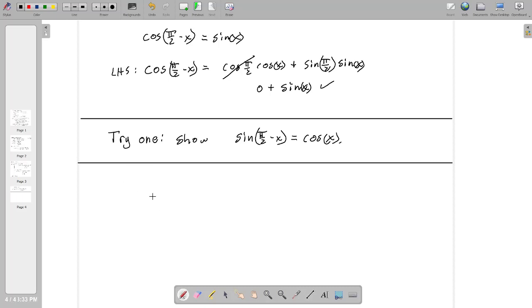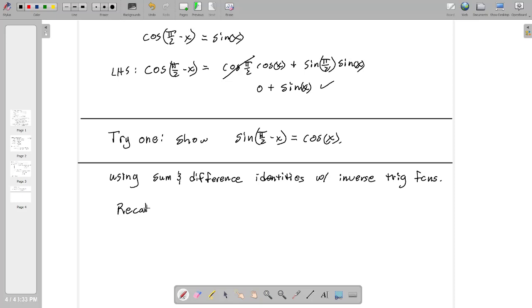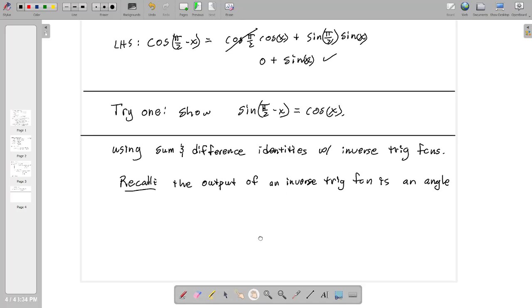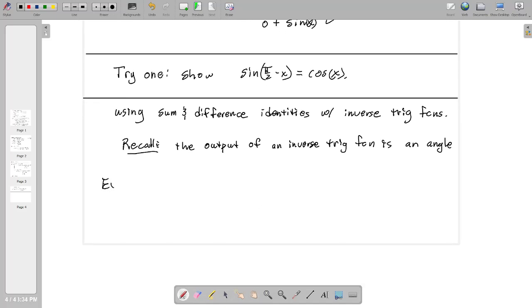The next thing I want to talk about is using the sum and difference formulas with inverse trig functions. This is a bit tricky. A lot of students mess these up, so pay attention here. Recall, the output of an inverse trig function is an angle. So keep this in mind. This is really important as we go through some of these examples. It's nothing new. This is all information we should know already, but we're just combining concepts now.